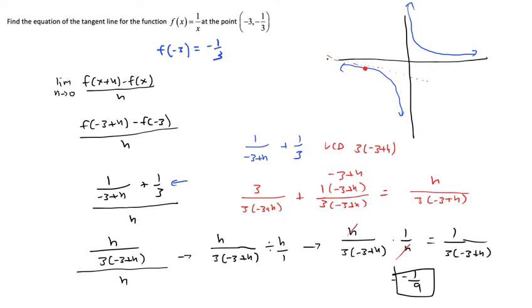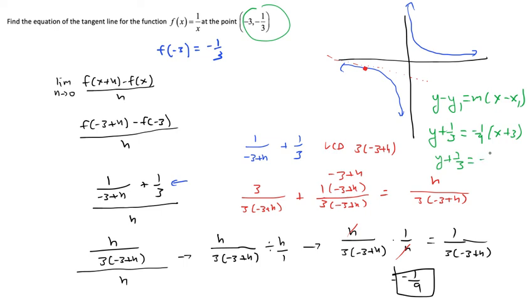But we want to find the equation of that line, so we'll use the point slope formula, y minus y1 equals m times x minus x1. We know the point and we know the slope, so we'll plug these in. y plus 1/3 equals -1 over 9 times x plus 3. I'll change those signs. I'm running out of space here, but y plus 1/3 equals -1 over 9 x minus 1/3. I'm going to subtract that 1/3 over. So y equals -1 over 9 x minus 2/3, and that should be the equation of the tangent line.